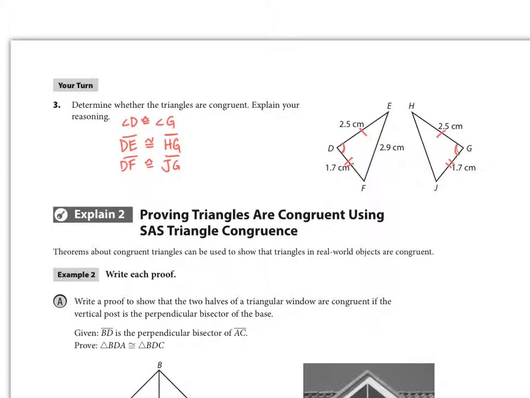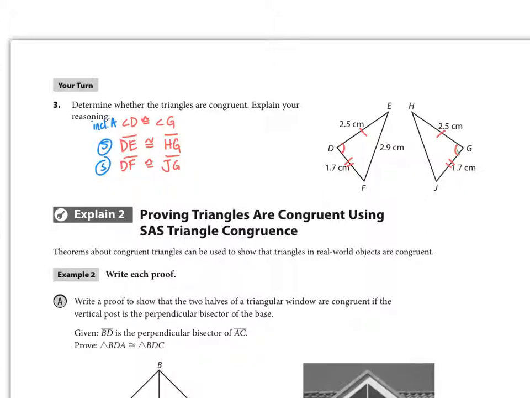So, is this enough? We have 2 pairs of sides, and angle D and angle G actually happen to be the included angle in between the 2 sides. And one kind of nice way to tell, I'll show this very quickly and then I'll erase it, is that you notice both DE and DF share the letter D. So D is the point in common. And then if you look at HG and JG, they both share G.